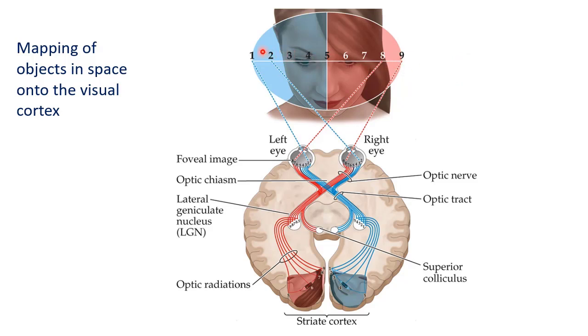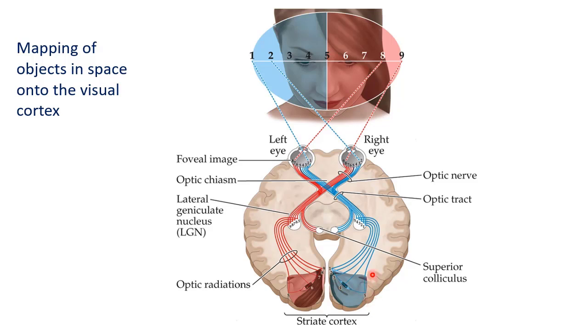And we have information coming from the left side of the visual field to the right side of both eyes, either the left or the right eye. You can see this blue pattern here, and this goes back into the lateral geniculate nucleus, and then back into the striate or primary visual cortex.